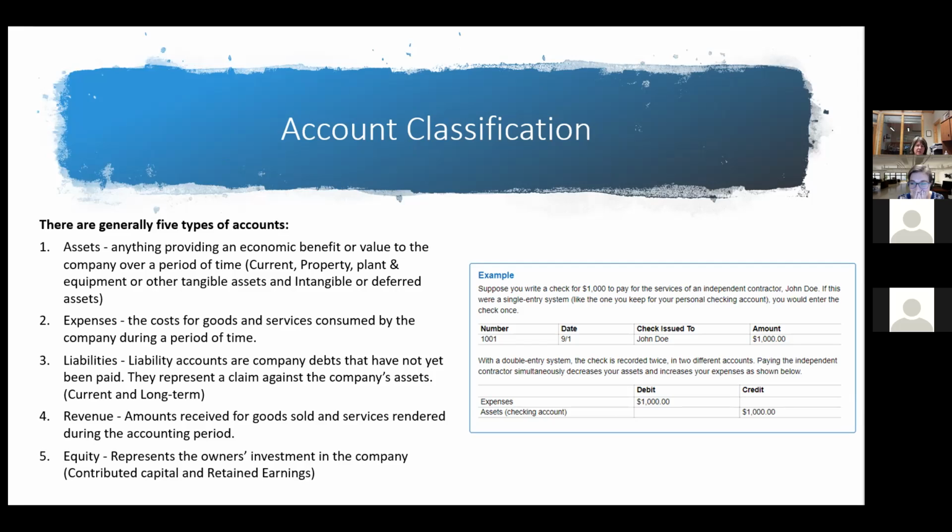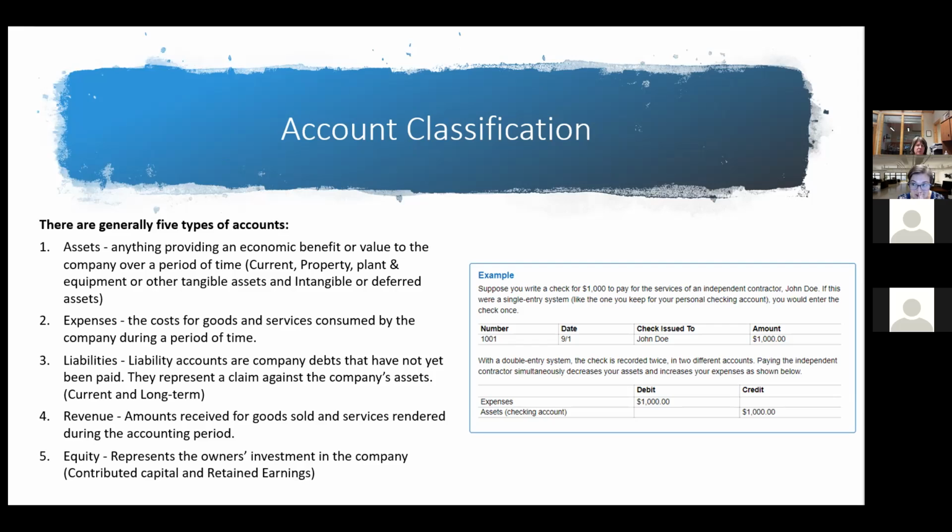So again, account classification, I think we've covered it quite a bit. Assets are providing economic benefit or value to a company for a period of time. So cash, property, plant, and equipment, inventory. There are things called tangible and intangible assets. An intangible asset may be a patent.